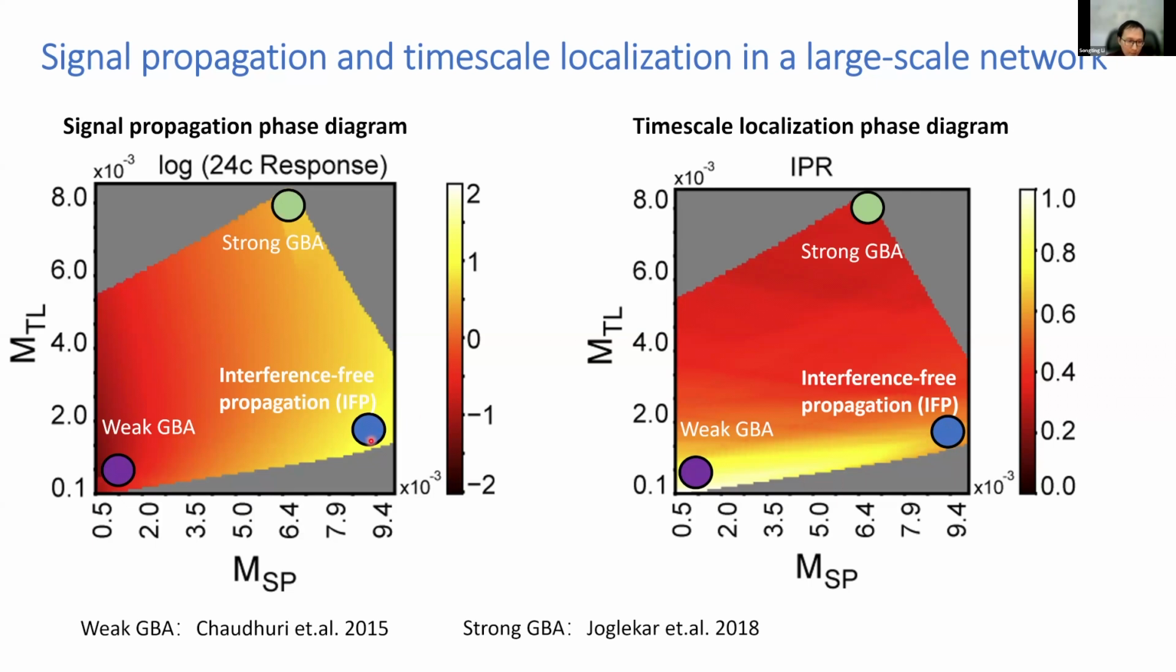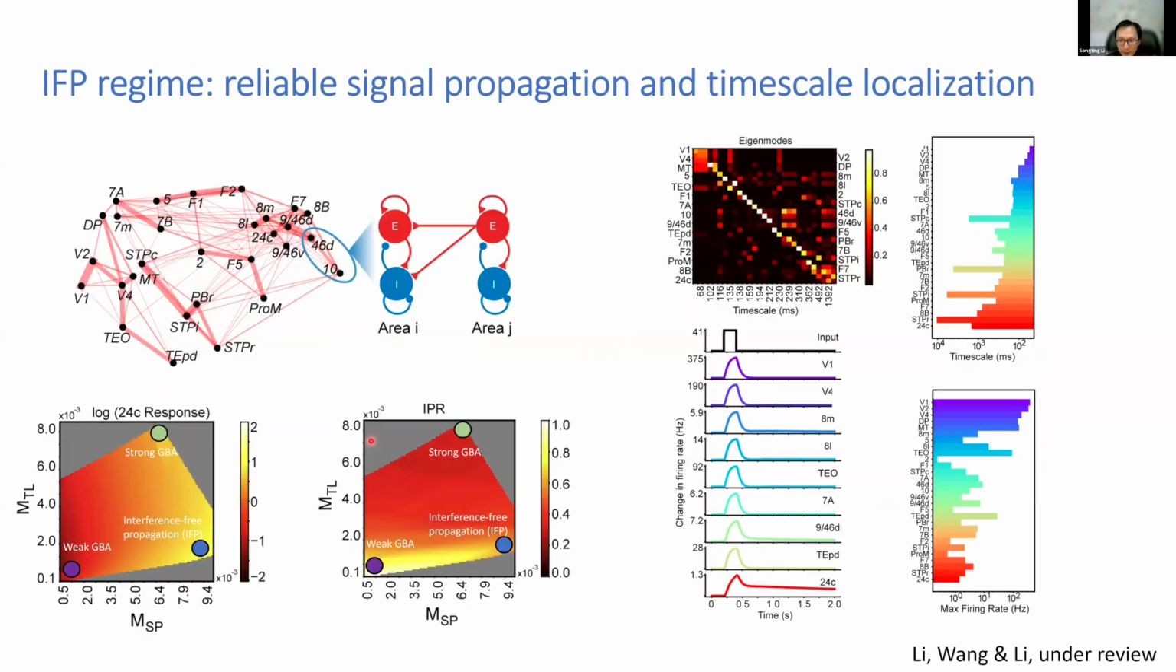And if we give a pulse input to V1, for example, we do see each area responds to this pulse with its distinct time scale. So the time scale, if we arrange it along this hierarchical axis, will show a clear gradient trend. And the signal attenuation is also reasonable, about 2 orders of magnitude, compared with the previous case, about 5 orders of magnitude.